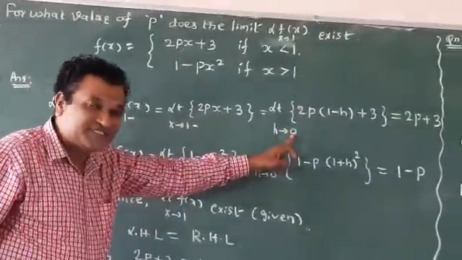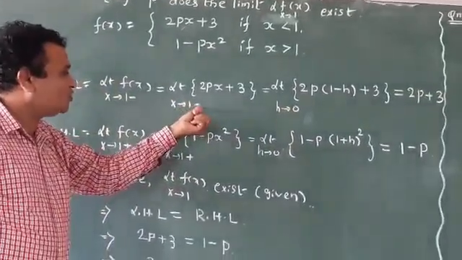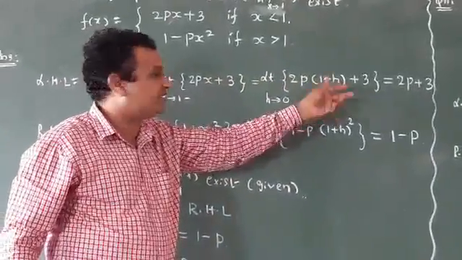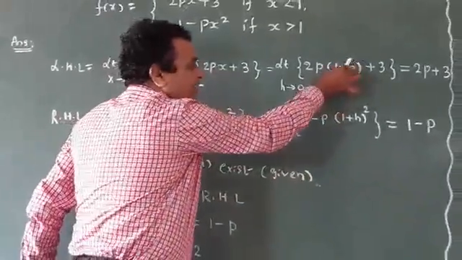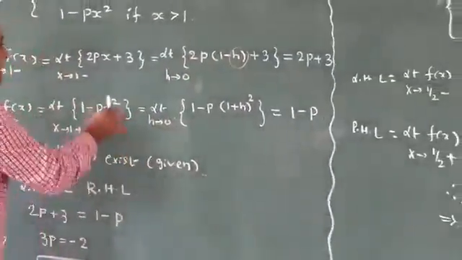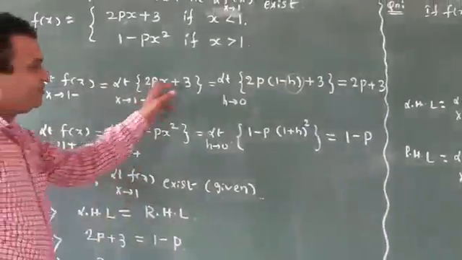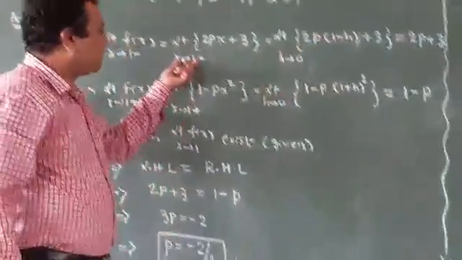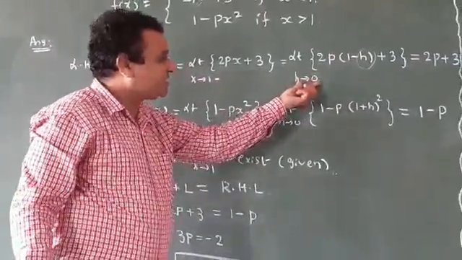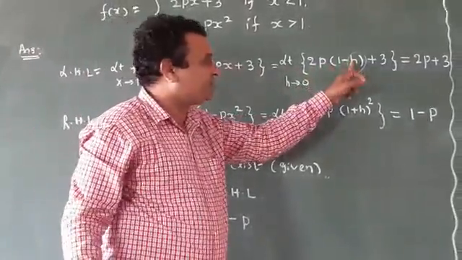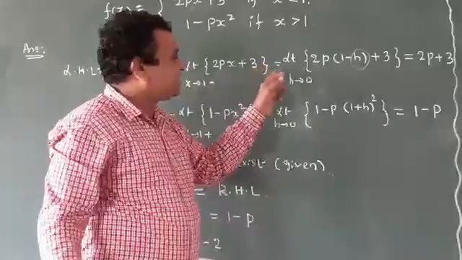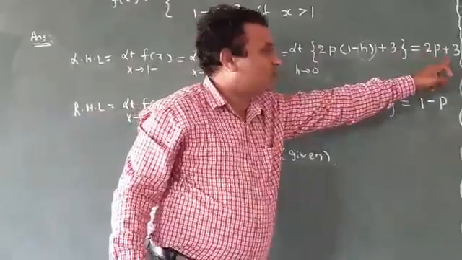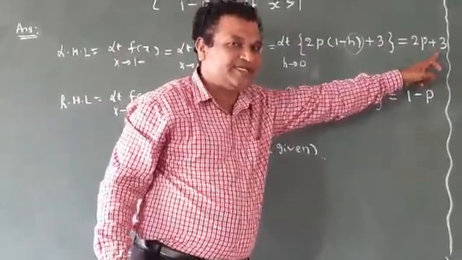If h tends to 0, x tends to 1 minus h. In place of x, you substitute 1 minus h. Here both are the same: if h tends to 0, it is 1 only. For an exponential function, this h should be helpful. So we consider the function as 2p into 1 minus h, plus 3. If h tends to 0, it becomes 2p into 1 plus 3, that is 2p plus 3. Okay, so this is the LHL value.